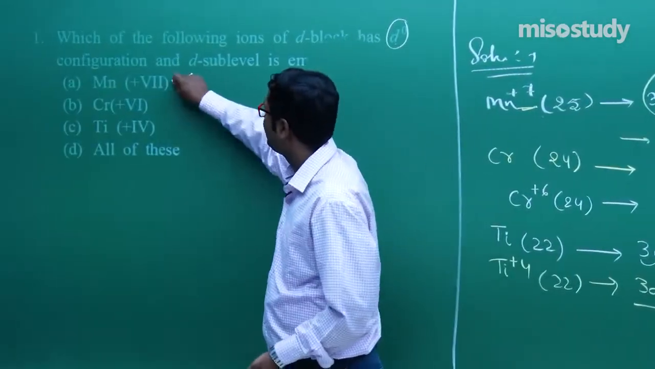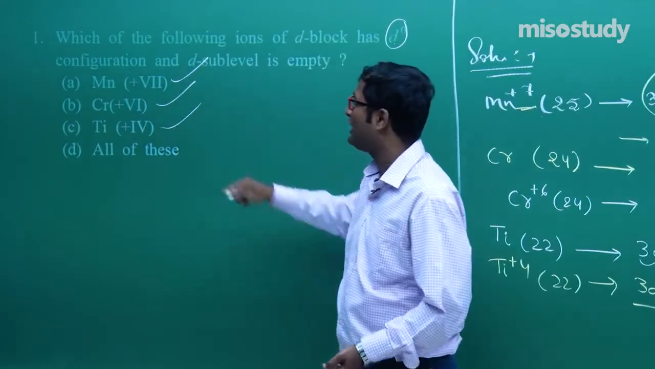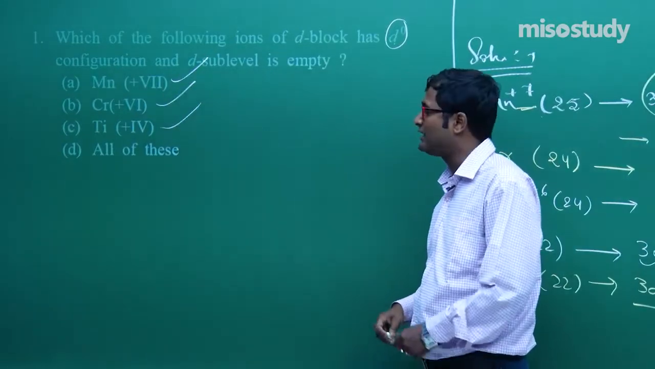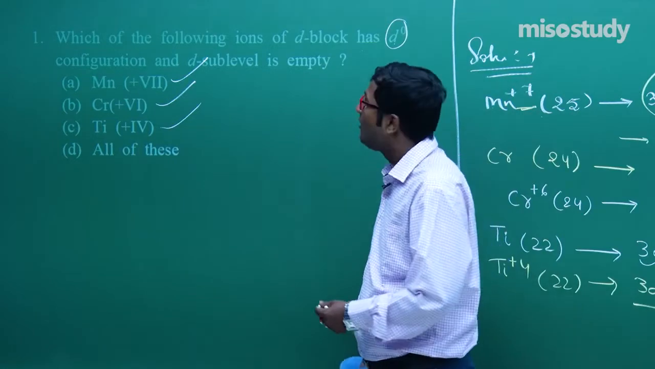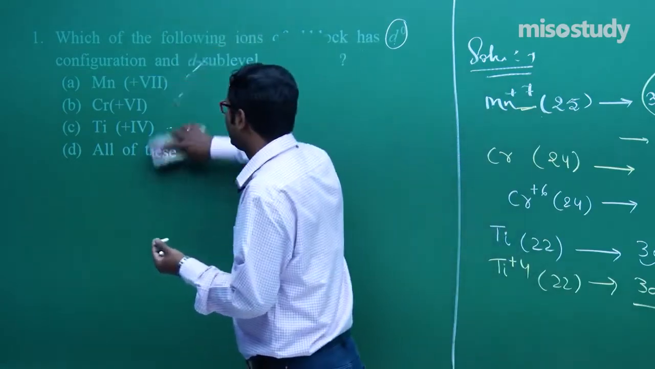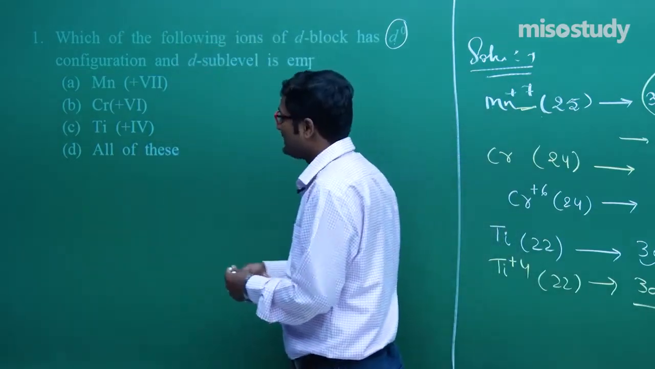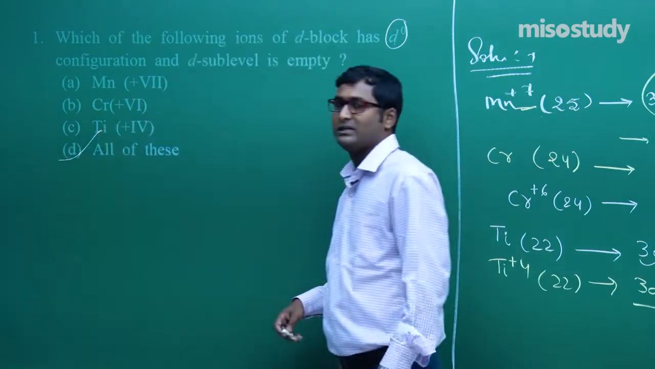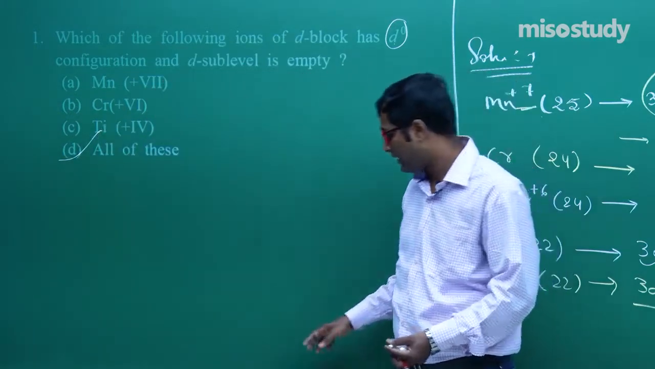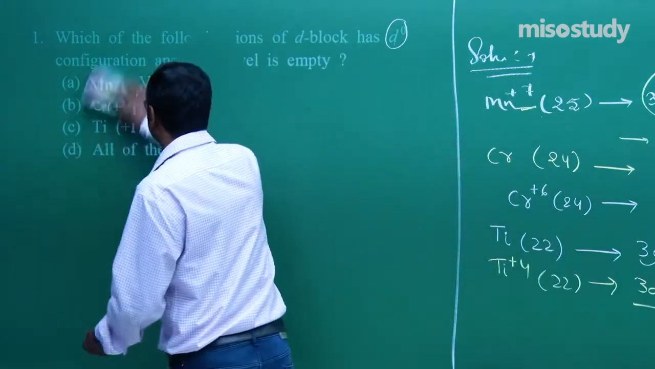Now check out the options. All of these have D0 electronic configuration. So for this question, sir, what is the option? That is D, all of these. D is the correct option. Now I'm going to rub this part.